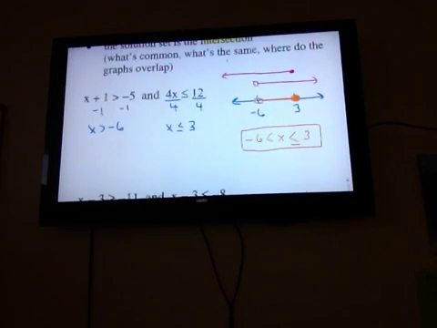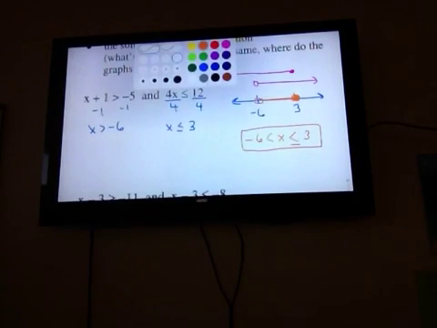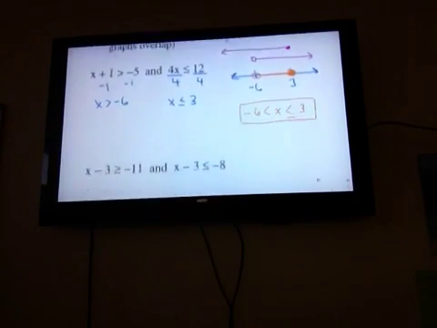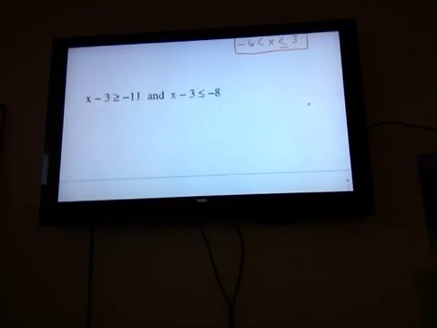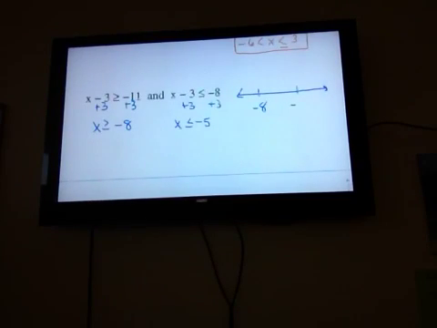Okay, so let's do another one. I won't have as much to say on this one because it's going to be repetitive of this. The solving should be simple. That should not be an issue at all. Add 3. X is greater than or equal to -8. Add 3. X is less than or equal to -5. Please, when you draw your number line, know that -8 is smaller than -5, because if you don't, this won't work.